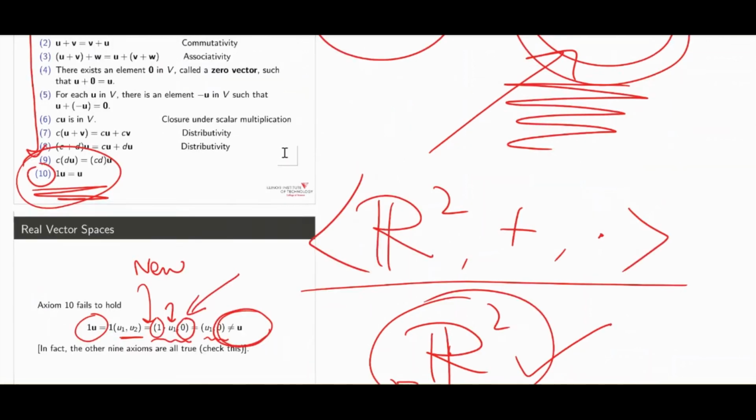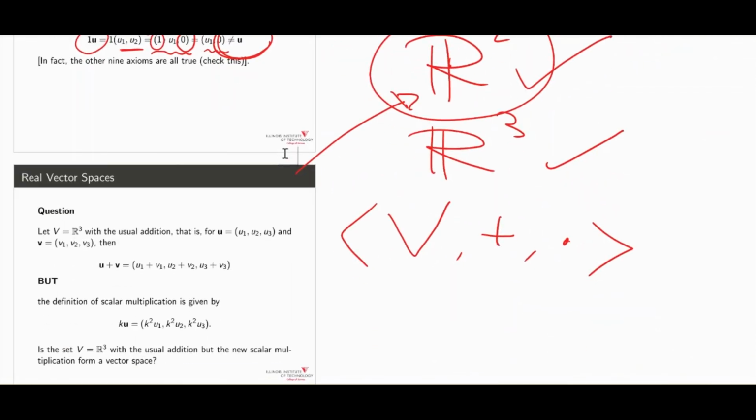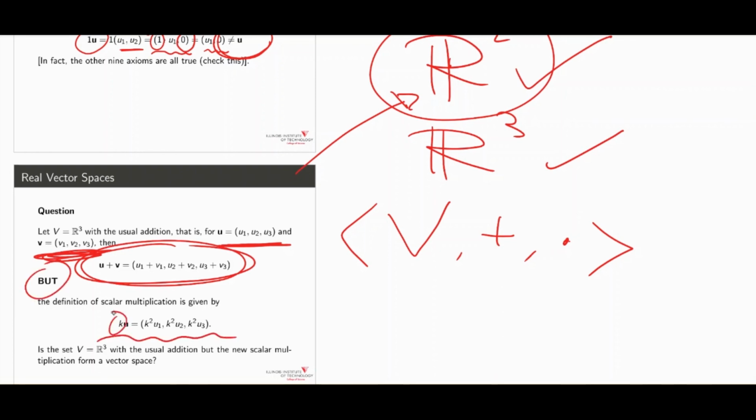All right, let me ask you another question. Now again, we are in a very familiar space called R3. This is your vector u in R3. You have a vector v that is also in R3. The addition is defined the same way as the usual addition. But again, the scalar multiplication is defined differently. If you have k, now you have k squared, k squared, k squared instead of the usual k.